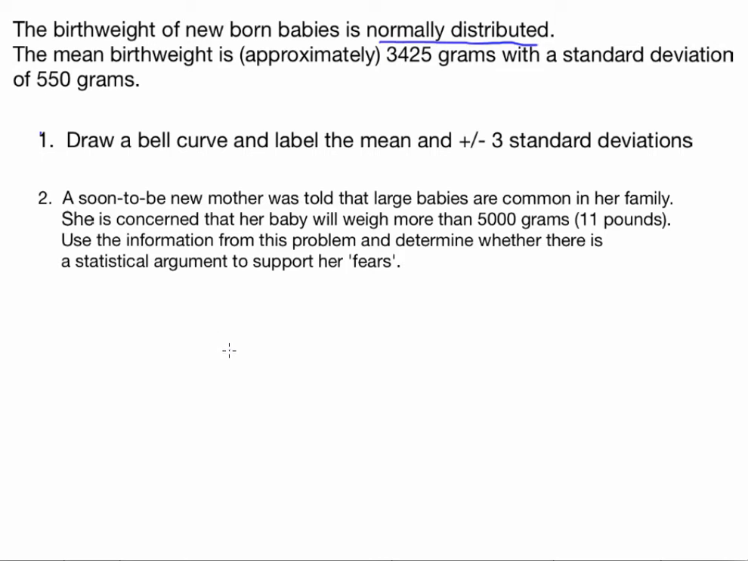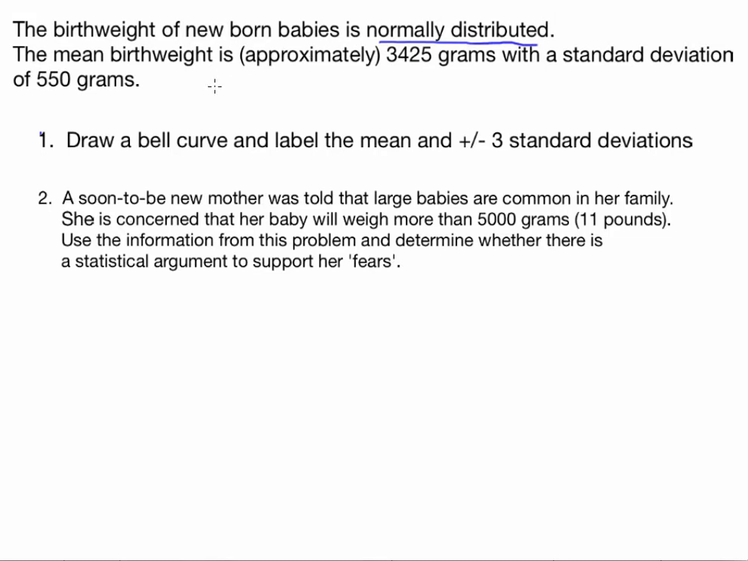In this problem, I want to look at an application of the normal distribution. We are told in this example that the birth weight of newborn babies is normally distributed. Just given that information, I know if I were to look at a histogram, or a frequency or relative frequency graph of the data values, if it's normally distributed, it's going to follow a bell curve.